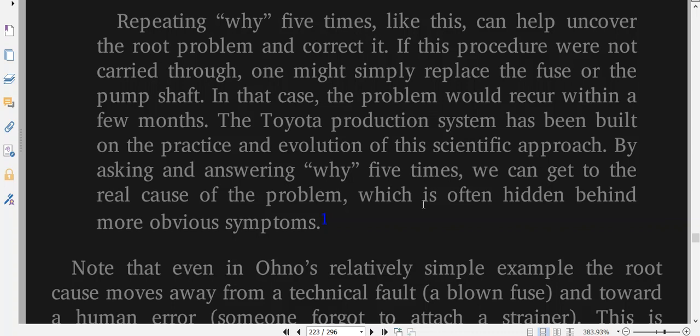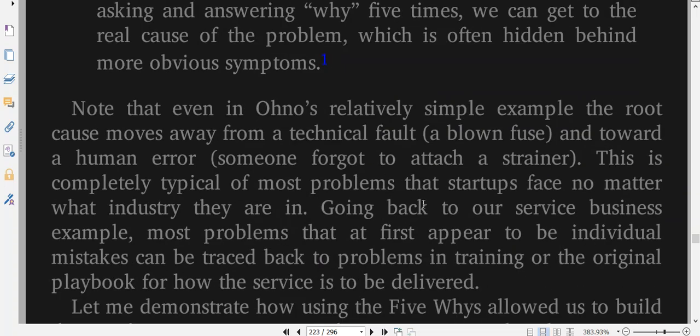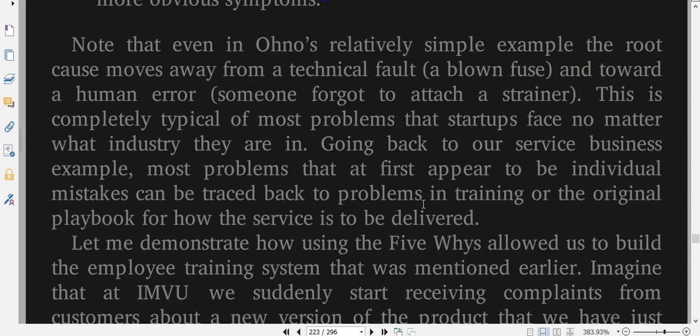The Toyota Production System has been built on the practice and evolution of this scientific approach, by asking and answering why five times. We can get to the real cause of the problem, which is often hidden behind more obvious symptoms. Note that even in this relatively simple example, the root cause moves away from a technical fault, a blown fuse, and towards a human error. Someone forgot to attach a strainer.